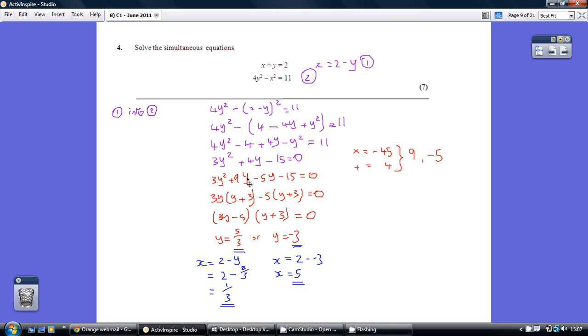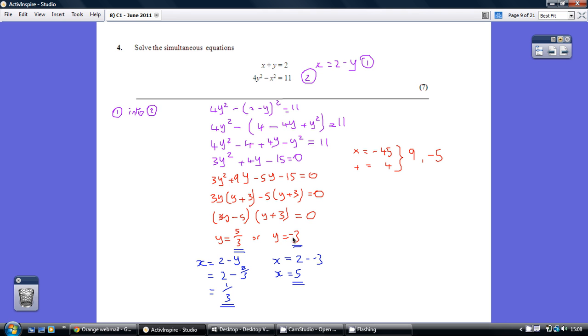I'm basically just splitting this middle term, factorising the first two terms, factorising the second two terms, and I'm splitting this middle term by considering what two numbers multiply to make 3 times minus 15, which is minus 45, and add to make 4, which is 9 and minus 5. Hence this 4 splitting to 9 and minus 5. Anyway, that gives us y being 5 over 3 and minus 3.